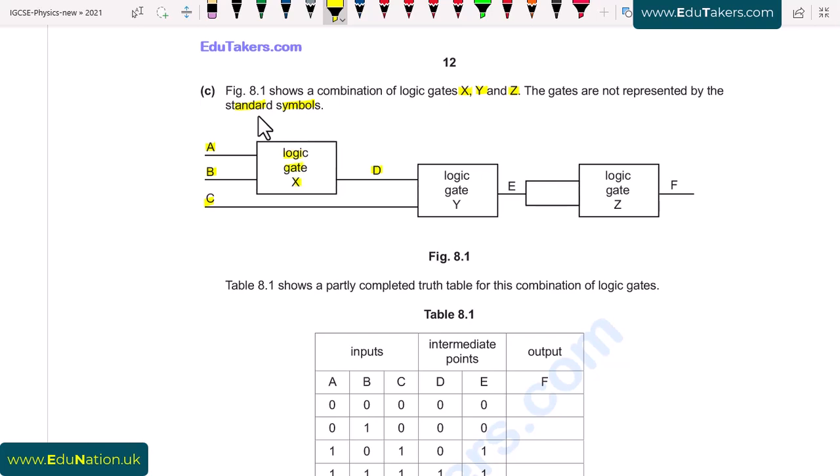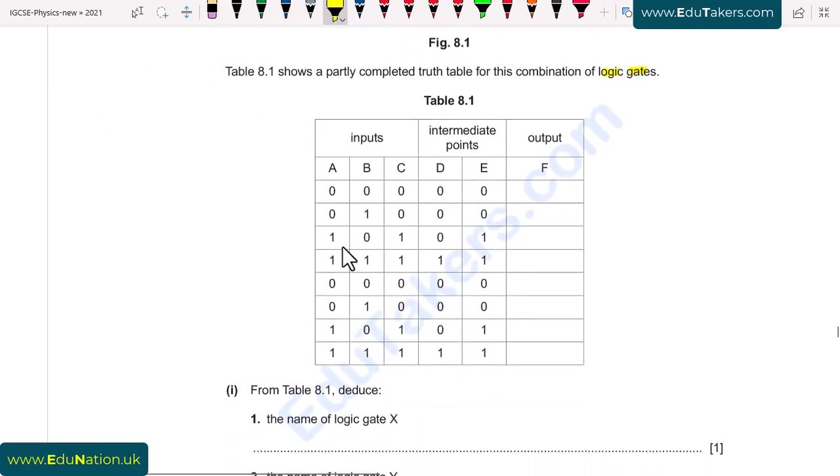Now by combining D and C, these are two inputs, and then we get output E. And we also don't know which gate we have applied there. Now E is input, and there is output F. Table 8.1 shows a partly completed truth table for this combination of logic gates. So here is the truth table. There are three inputs A, B and C and the outputs are D, E and F. So there are different combinations of inputs.